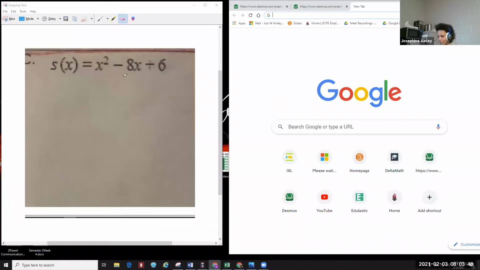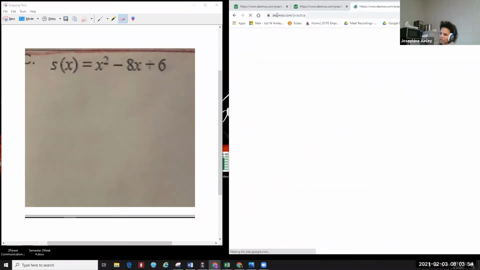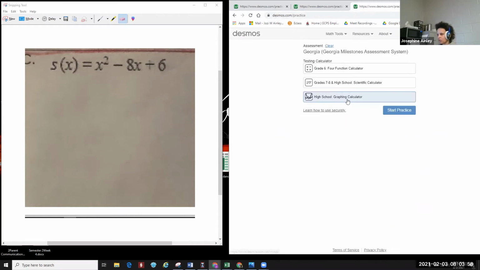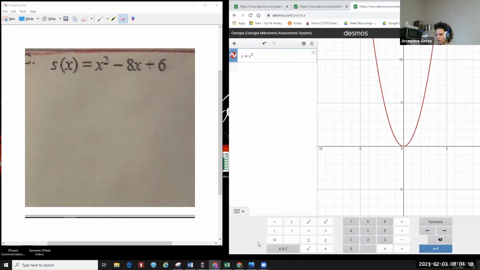All right, so once again, to find the roots, we're just going to put it in the calculator. So you go to Desmos/practice. Once you're in there, you're going to choose assessment, choose the state that you're in, high school graphing calculator, start practice, and you're putting in the equation. So you're going to put it in as y equals x squared, or you can use the keypad down here to do the squared button right there. Click out of that, minus 8x plus 6.